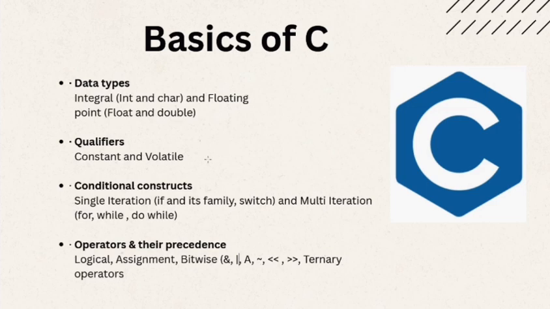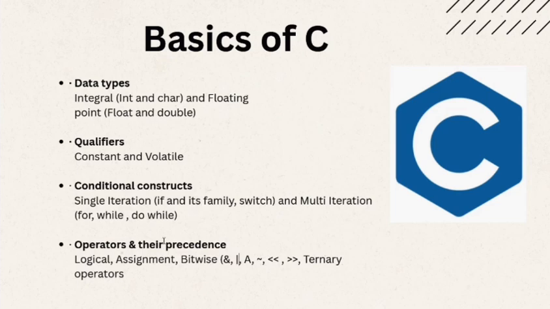In this, constant and volatile. As the name suggests, constant, the value cannot be changed, and volatile, the value can change anytime, like hardware related values. Conditional constructs. In this, it is basically used to make decisions or repeat actions. In this, single iteration and multi iteration. In single iteration, if and its family, switch, used for checking conditions. In multi iteration, for, while, do while used for loops.